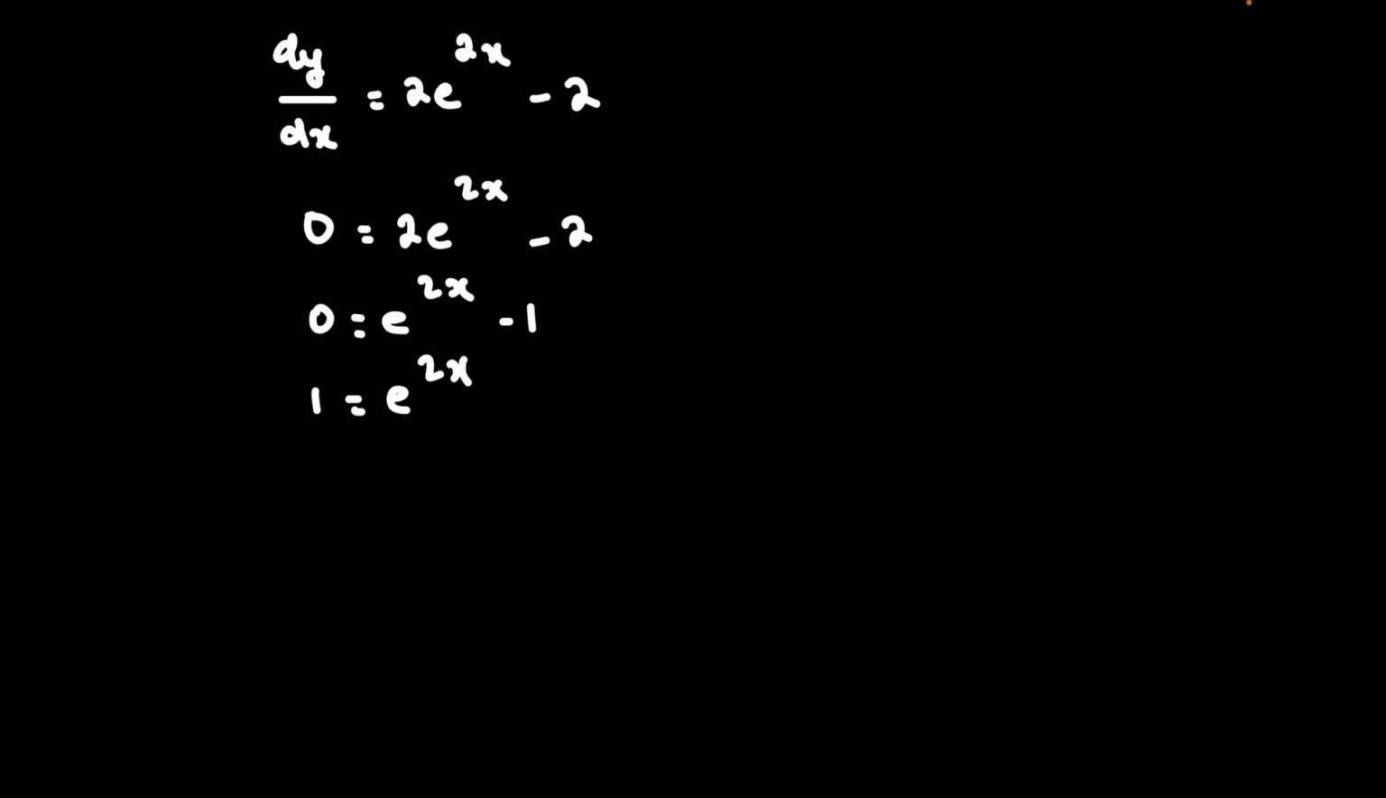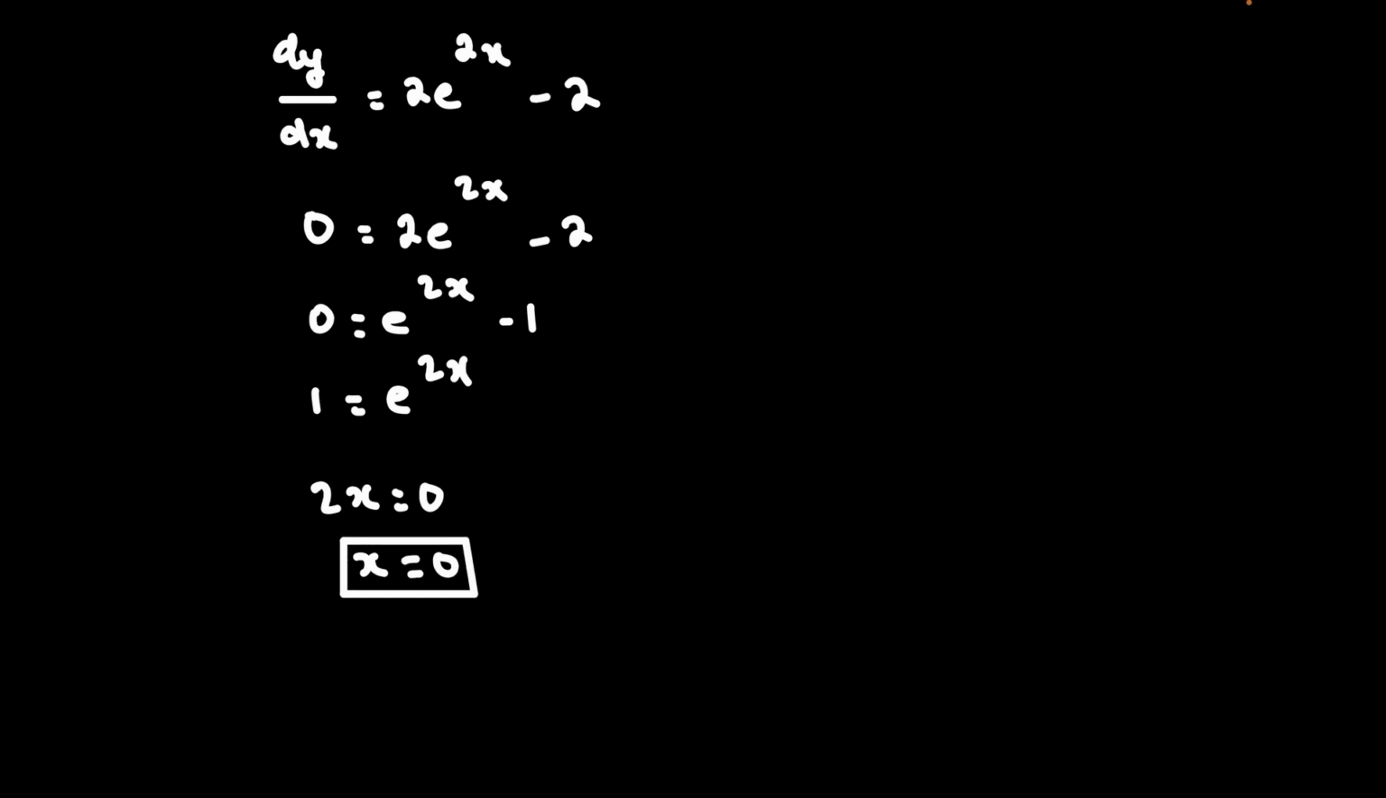And we know that anything where the x is in the exponent, a base raised to the power of 0 is the only thing that'll give us 1. So that would mean that 2x would have to equal 0. And that means x is equal to 0.